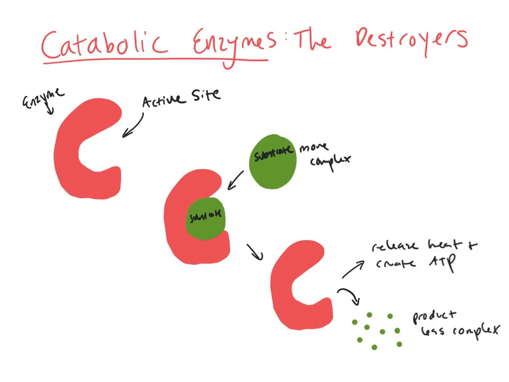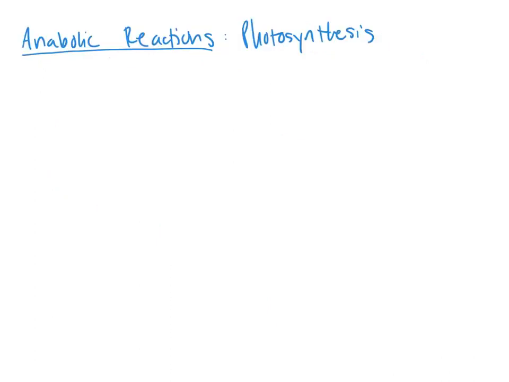So let's take a look at the flip side, which is an anabolic enzyme and reactions. So the main anabolic reaction we focus on is photosynthesis. Because I've already explained catabolic in detail, I'm going to speed through this one because it's literally the exact opposite. So when I draw the diagram or the graph for this reaction, you'll notice that it literally looks like I've just flipped the catabolic graph and chart.